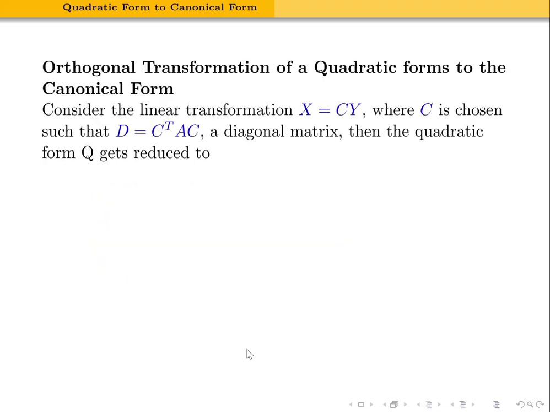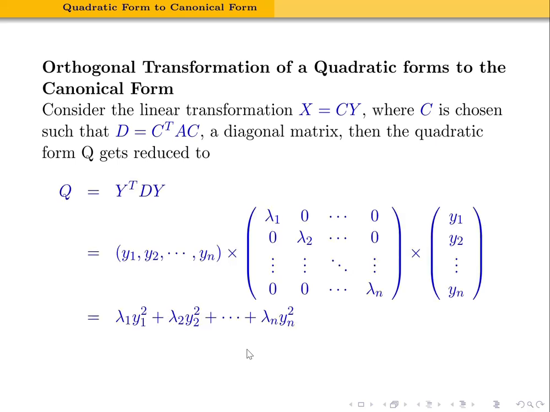Now the orthogonal transformation of a quadratic form to canonical form. Consider the linear transformation x is equal to Cy, where C is chosen such that D is equal to C transpose A C, a diagonal matrix. Then the quadratic form Q is reduced to this. Therefore Q is nothing but y transpose D y, where y is y1, y2 up to yn. So D is a diagonalized matrix.